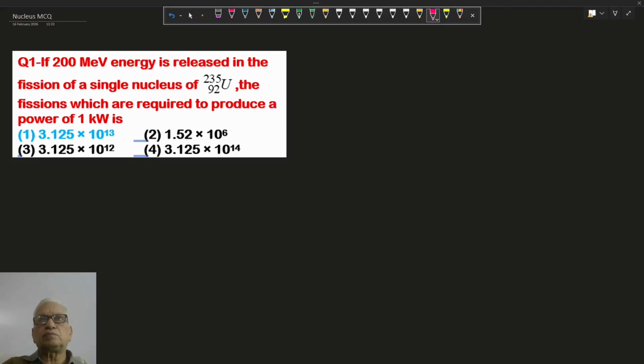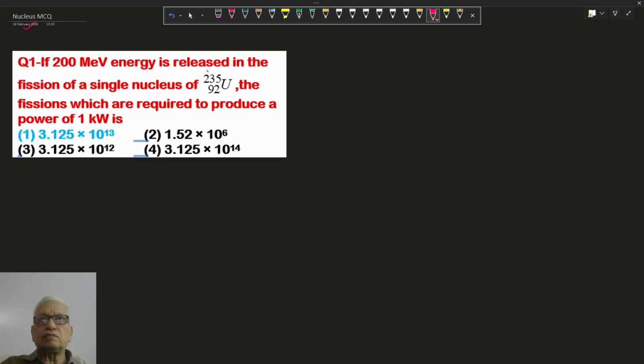Hello. In the CBSE board, 12 questions are MCQs, so these are very important. All these types of questions come in the CBSE board. So we are discussing MCQs for the chapter Nuclei. And this is the first question here.